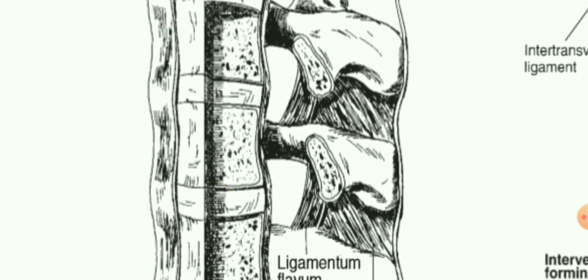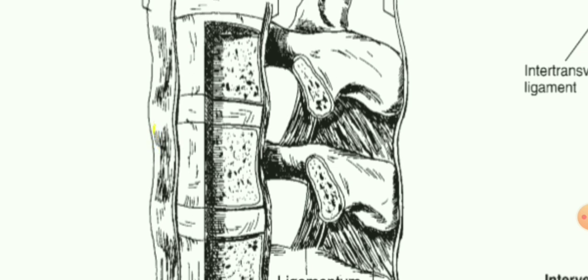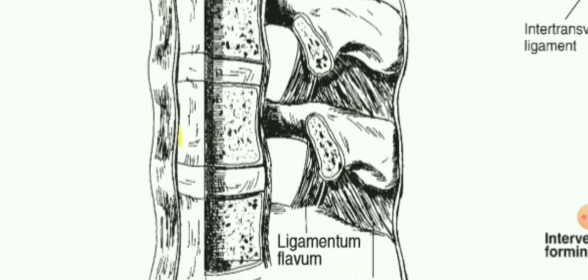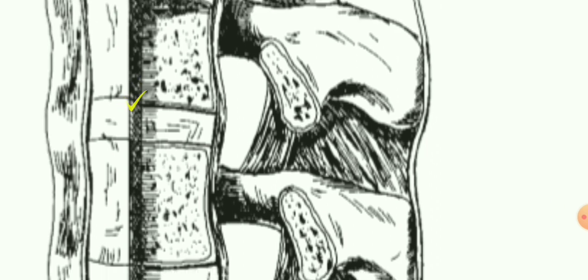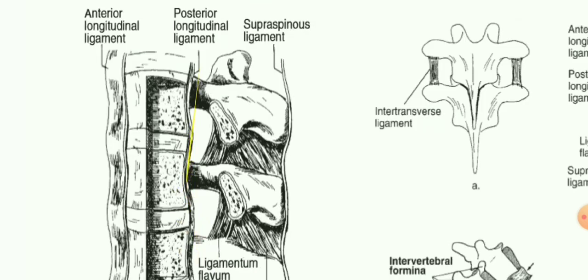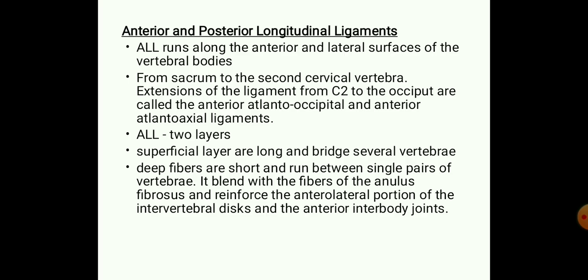When we look at this picture, we can see there are two layers, one superficial and one deep. The superficial layer runs along the vertebrae to connect between them, and the deep fibers mainly connect between the vertebrae and reinforce the anterior surface of the disc, or the anterior surface of the annulus fibrosus. So that is about the anterior longitudinal ligament.